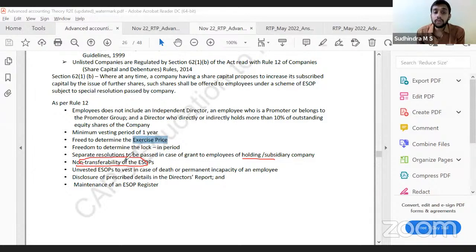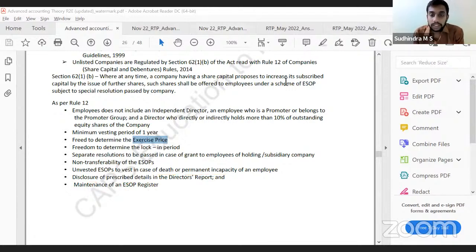Non-transferability of ESOPs. Now, ESOPs have been allotted to you. You cannot say that I do not want it, I'll transfer it to some other person. If you remember group 1 rights issue, renunciation of rights, that is not possible in case of ESOP. Right? Because this is given to you since you are an employee. If you want, you accept, else you reject. That's all. Unvested ESOPs to vest in case of death or permanent incapacity, disclosure of prescribed details in director's report, maintenance of ESOP register. Company has to compulsorily maintain a register called ESOP register.